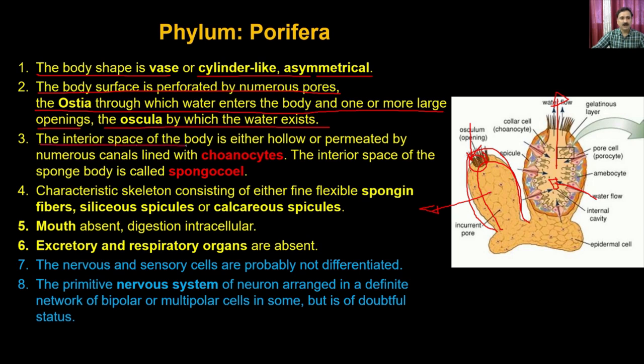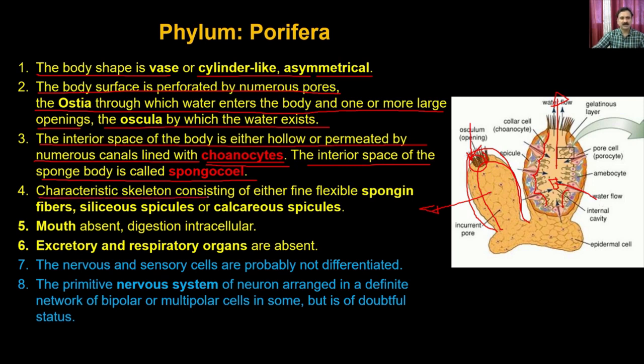The interior space of the body is either hollow or permeated by numerous canals lined with choanocytes. The interior space of the sponge body is called the spongocoel. So this body is called the spongocoel, and the body is lined by cells called choanocytes. These are the choanocytes lining the body, and within them we also have pores, and these pores are called the ostia.